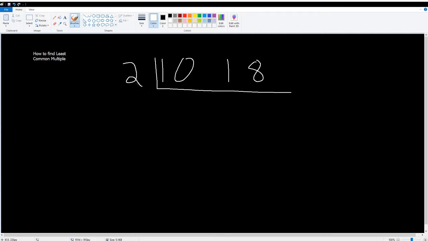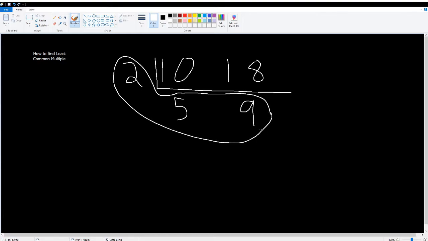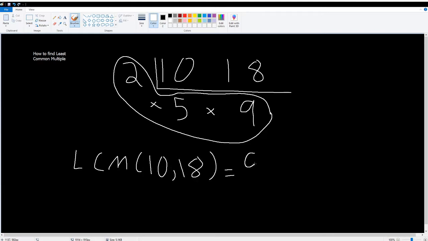We ask ourselves, how many times does 2 go into 10? Well, 5 times. How many times does 2 go into 18? Well, that's just 9 times, right? And then when we cannot pull out any more factors from the next set of numbers, we just simply circle the last row of numbers and the numbers on the left, which is the 2. With these three numbers, we simply multiply them. So 2 times 5 is 10, 10 times 9 is 90. So the LCM of 10 and 18 is equal to 90.